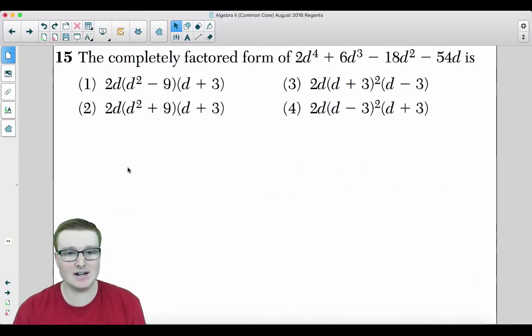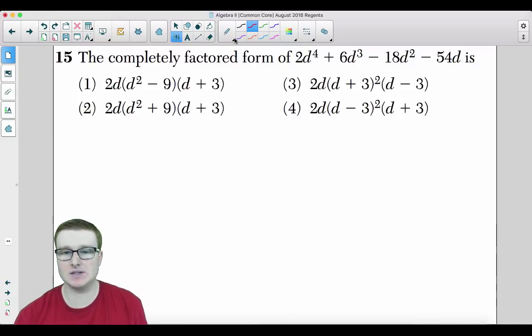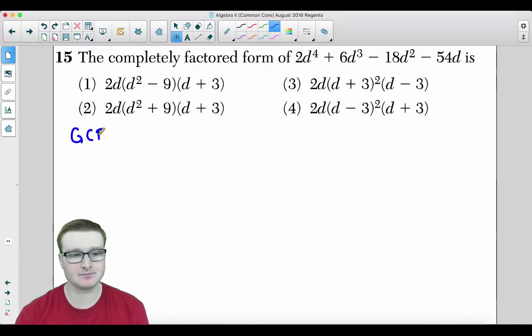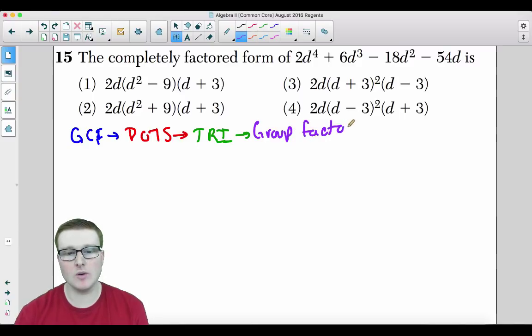What is the completely factored form of 2d to the 4th plus 6d to the 3rd minus 18d squared minus 54d? So first things first, you need to know the order of factoring: your greatest common factor, followed by the difference of two perfect squares, followed by the trinomial method, okay? And if that doesn't work, then you need to do the group factoring method. In this case, we are going to pull out a GCF first, then we're going to group factor because it's 4 terms. So the GCF in this case is 2d, okay?